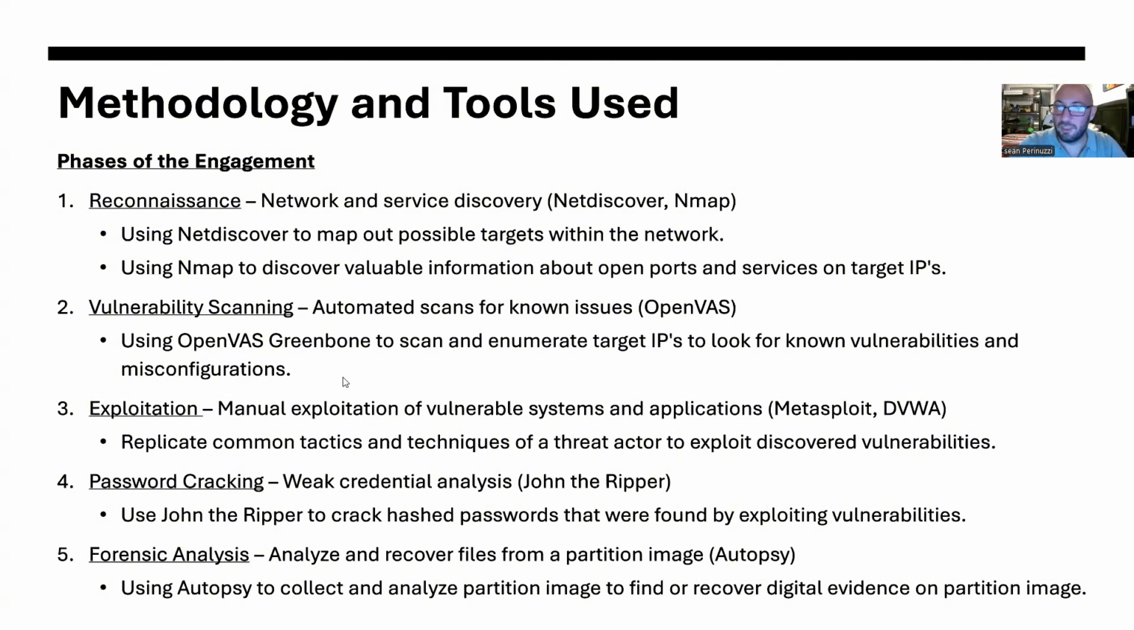This is where we manually exploited any of the vulnerabilities found in the previous step with a tool called Metasploit. Metasploit was used for services or system vulnerabilities, and DVWA was used to target common vulnerabilities a threat actor might attack on web applications. Phase 4 was password cracking. Any passwords we were able to receive from the previous exploits, we used a tool, John the Ripper, to try to crack those passwords and print them out in plain text.